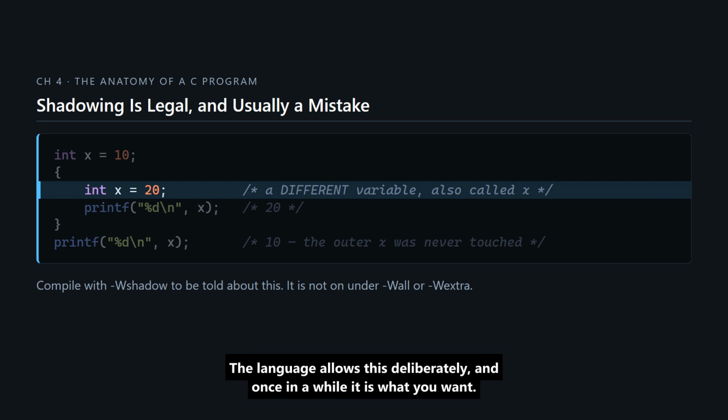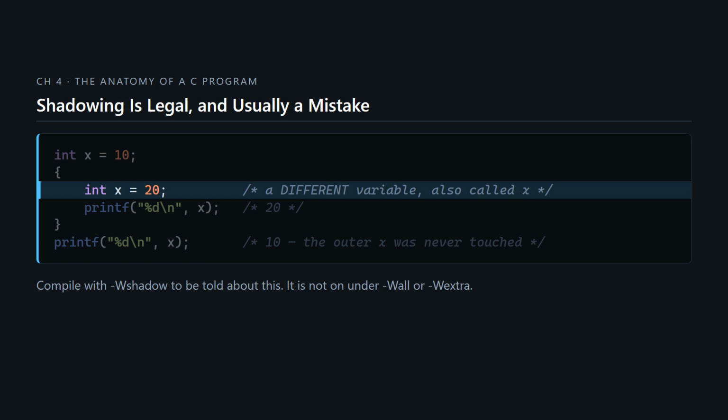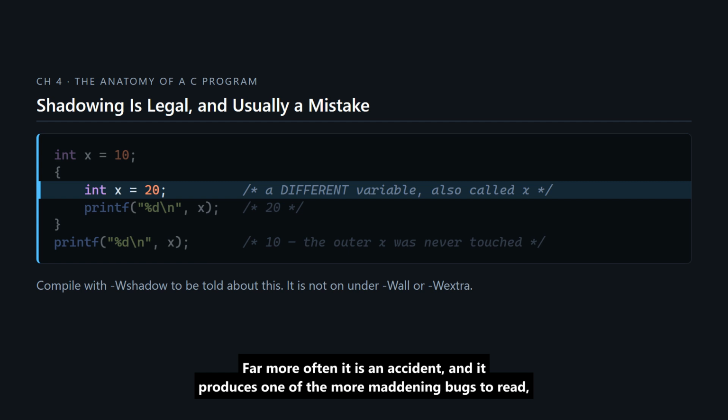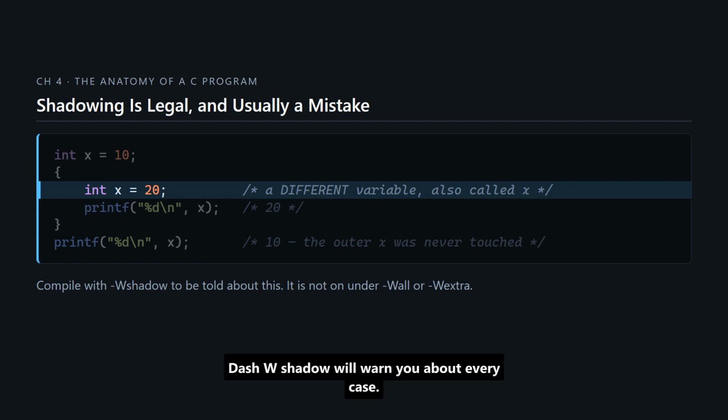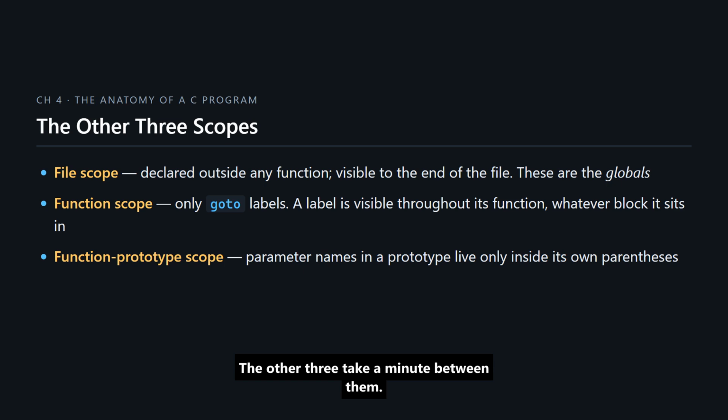The language allows this deliberately, and once in a while it is what you want. Far more often it is an accident, and it produces one of the more maddening bugs to read. Because the code assigning to x looks exactly like the code that should be updating the variable you care about. -Wshadow will warn you about every case. It is not included in -Wall or -Wextra, so ask for it by name. The other 3 take a minute between them.